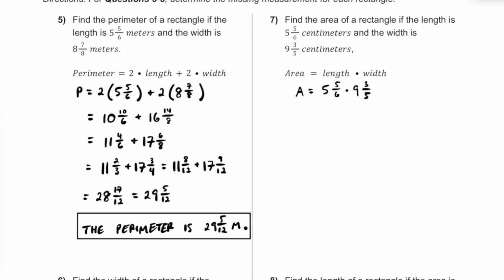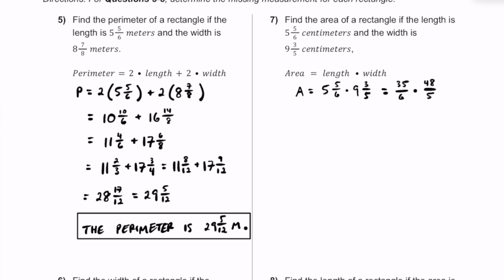All right, so let's first just turn these mixed numbers into improper fractions. So 5 times 6, that's going to be 30. 30 plus the 5 is going to be 35/6, right? And let's multiply this by the improper version of this one. So 9 times 5 is 45. 45 plus the 3 is going to be 48. So we're looking at 48 over 5.